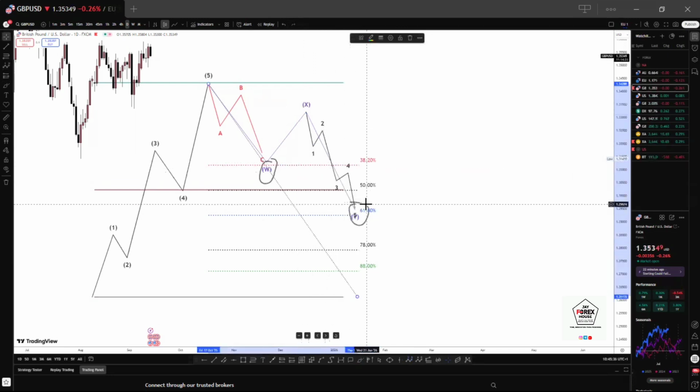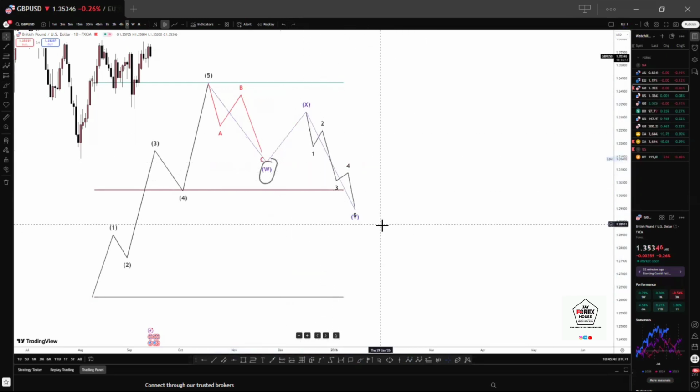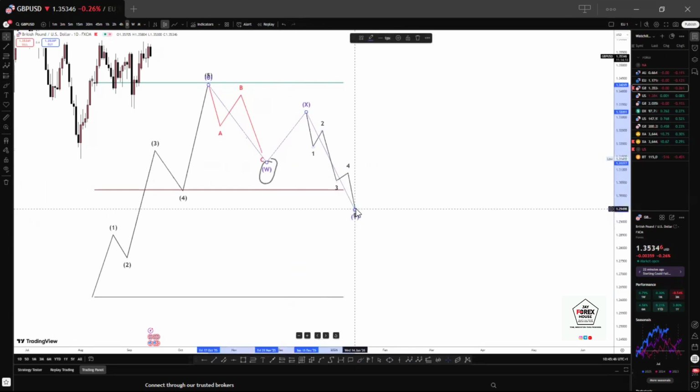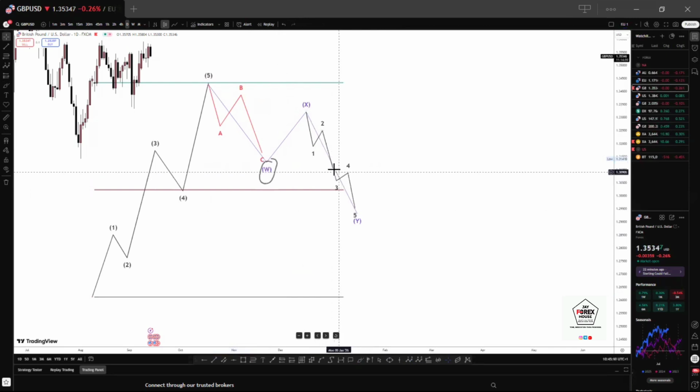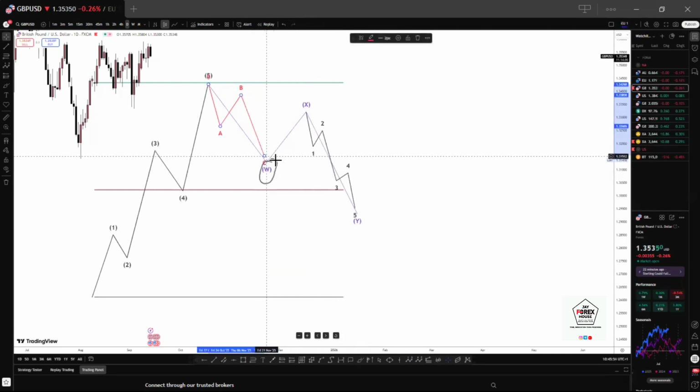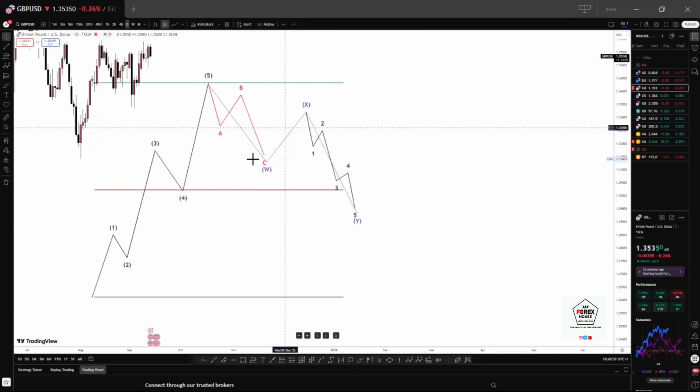Now, this also brings the picture of, can you call a C a 1, 2, 3, 4, 5? Right? So you see why we have some of these terms. A wave C, yes, can be impulsive because it's a corrective pattern, right? But at the same time, something like this brings a complex correction to the picture.